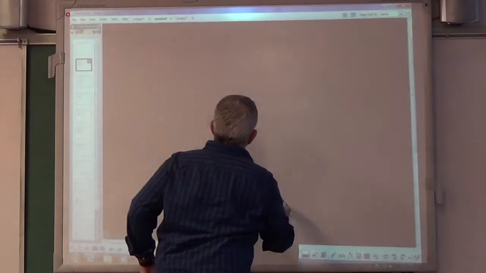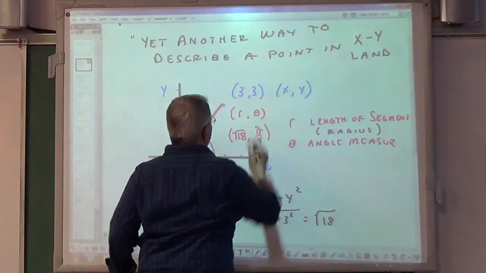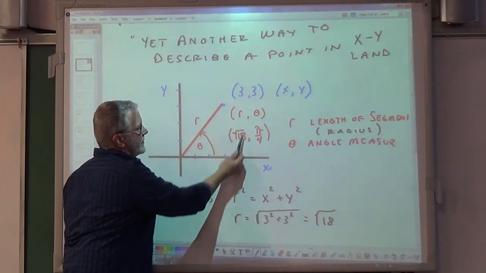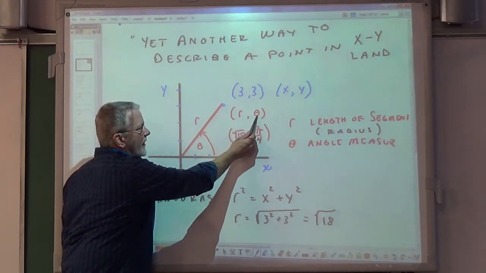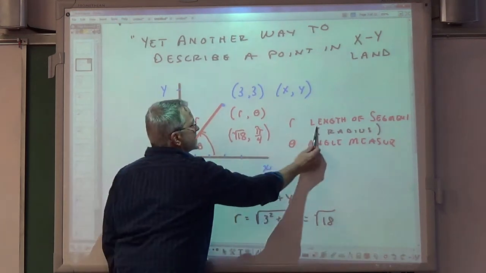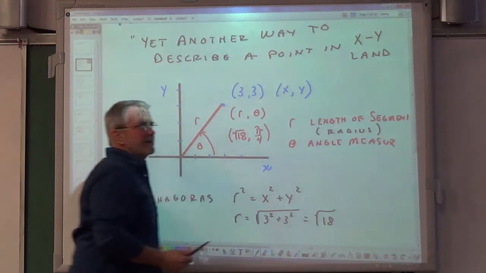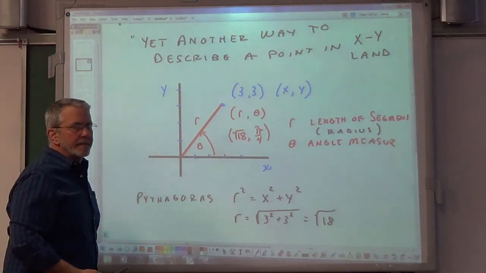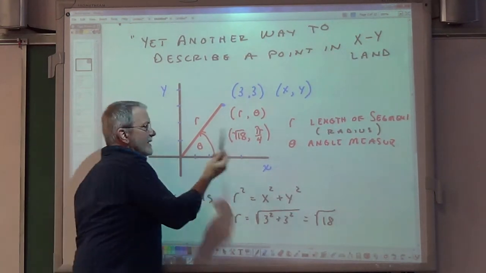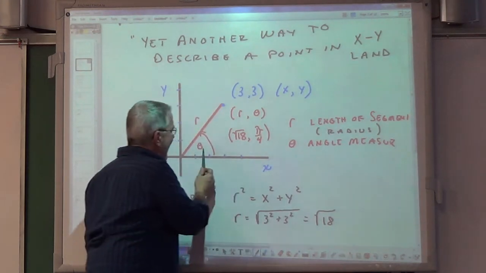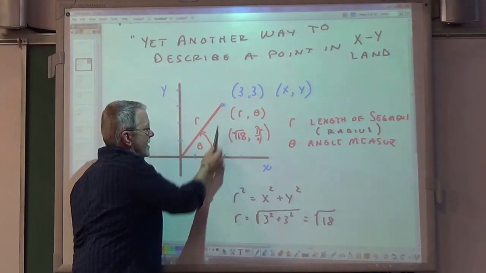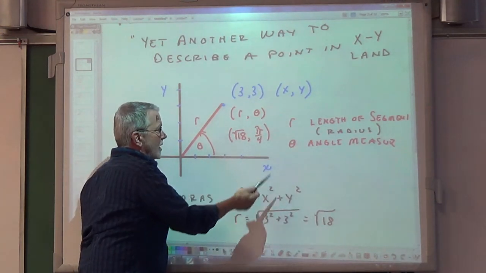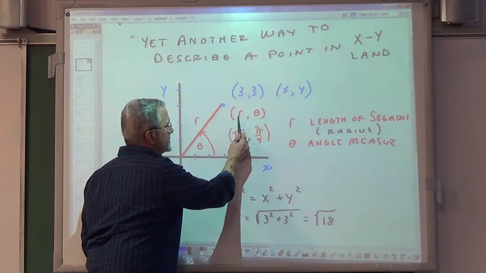What we're going to do is describe that point with an r, comma, theta. And r is going to be the length of that segment from the origin to that point. Theta is going to be the measure of the angle from that segment to the positive x-axis. And that's how I'm going to describe that point in polar coordinates, (r, theta).